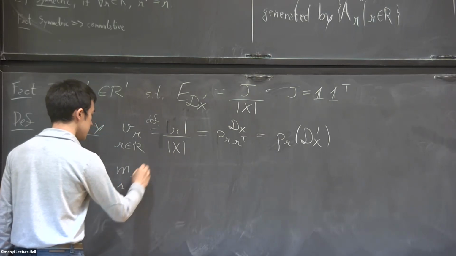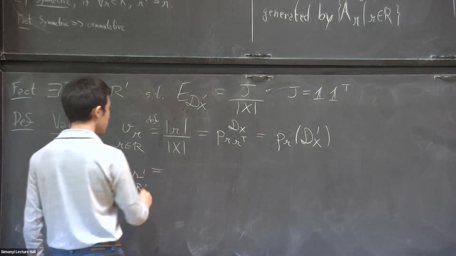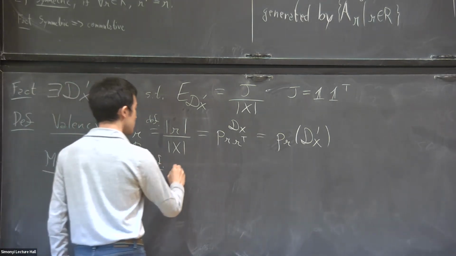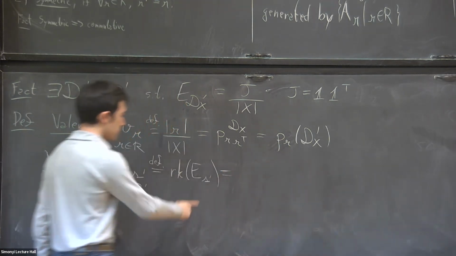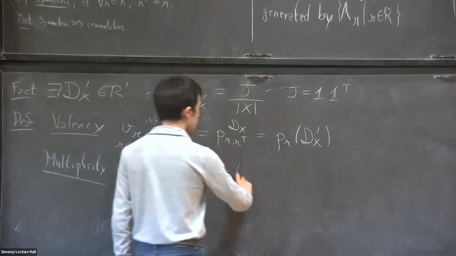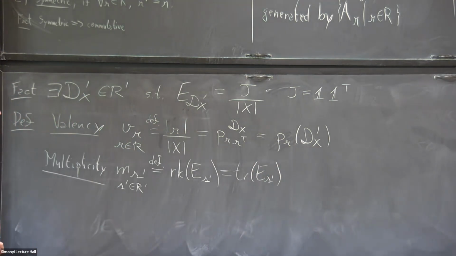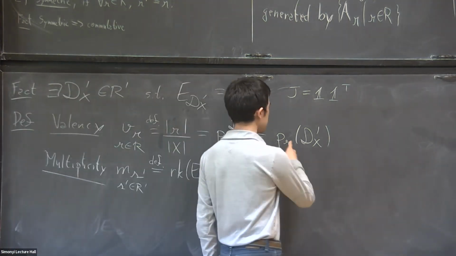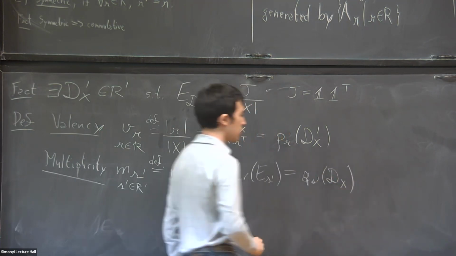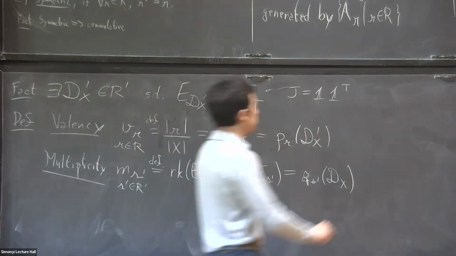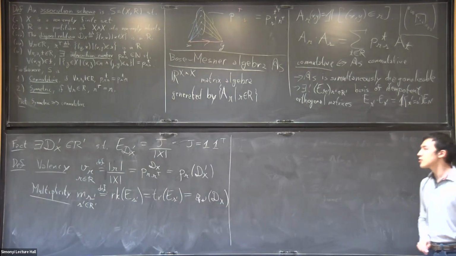M_S. I'll try to put primes every time it's a dual, but I might forget at some point. So this is just a rank, S prime. Because these are idempotent matrices, the rank is the same as the trace. And as you might expect from this formula, this is this as well, which I'll not prove, but it is. Okay, these are just definitions.